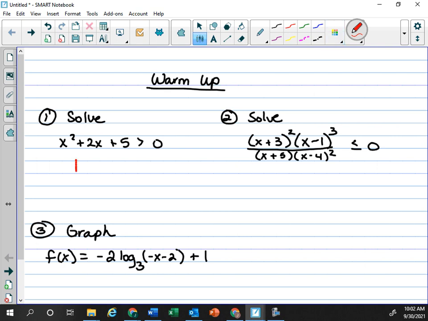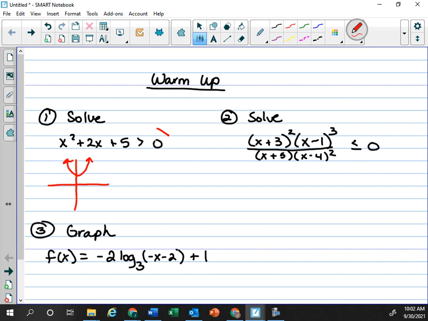Do we know which direction this graph is going? Is it facing up or is it facing down? Facing up, right? And do you see how every term is positive? So it's somewhere up here. I don't know exactly where the vertex is. I can find it, opposite of b over 2a, all that stuff. But if everything is positive, it's above the x-axis, right?